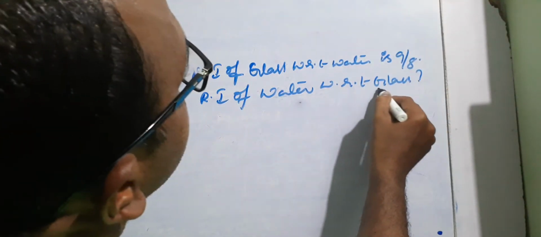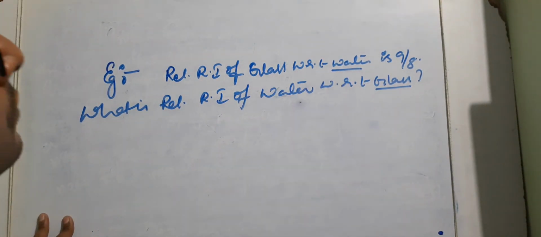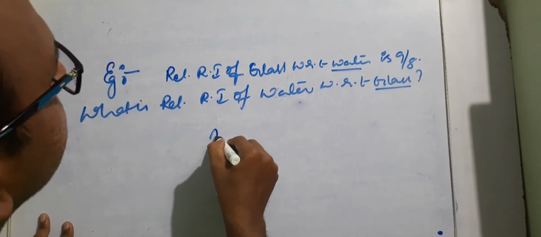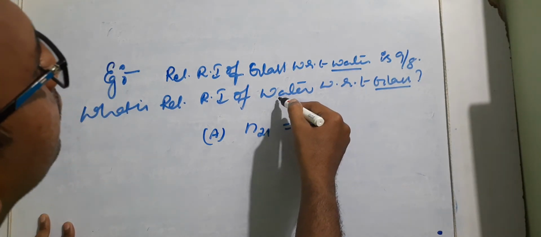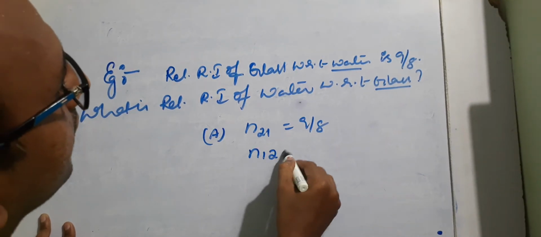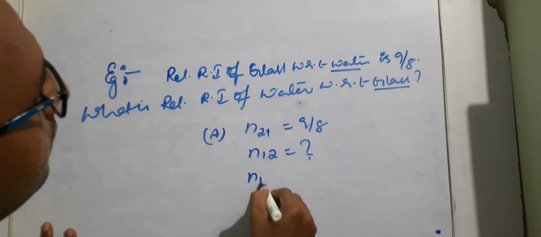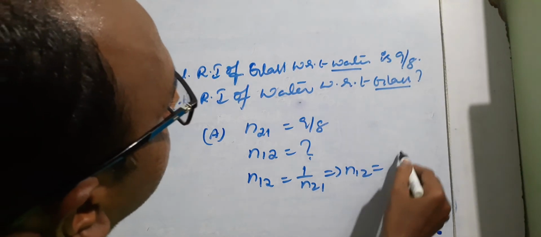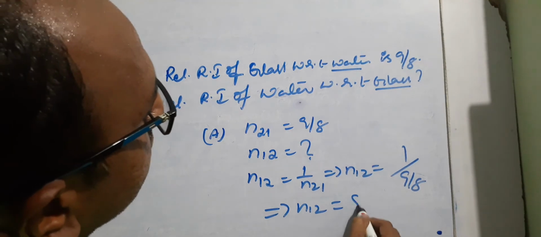So you know glass is a medium and water is also a medium. Suppose the relative refractive index of glass with respect to water is taken as n21, that is 9 by 8, which is given. Now we want to find the relative refractive index of water with respect to glass, that is n12. We just derived the relation between these two: n12 is equal to 1 by n21. This implies n12 is equal to 1 by 9 by 8, then n12 is equal to 8 by 9.